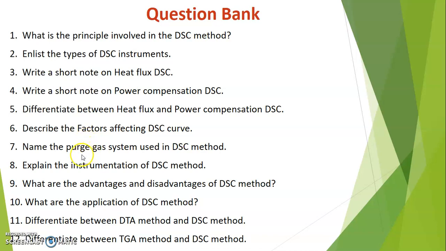The name of the purge gas which is used in the DSC method. Then instrumentation of the DSC method. Next question is write down the advantages and disadvantages of the DSC method. Applications of DSC. Differentiation between DTA and DSC is a question mostly asked, or TG and DSC. So these are some questions related to the question bank.